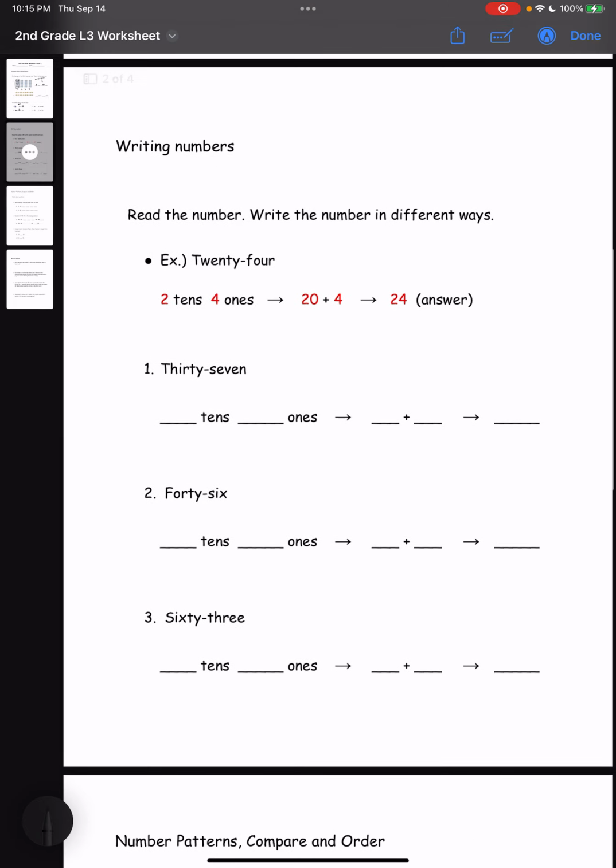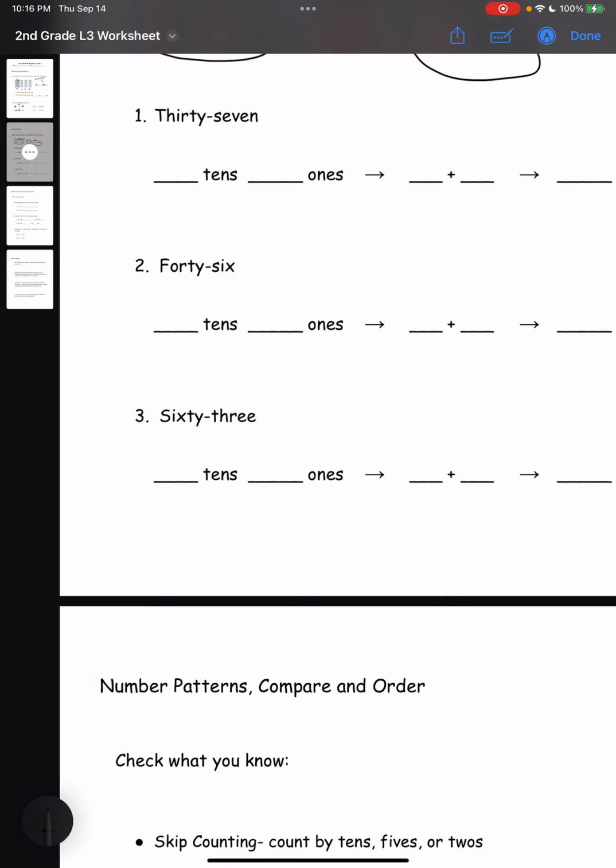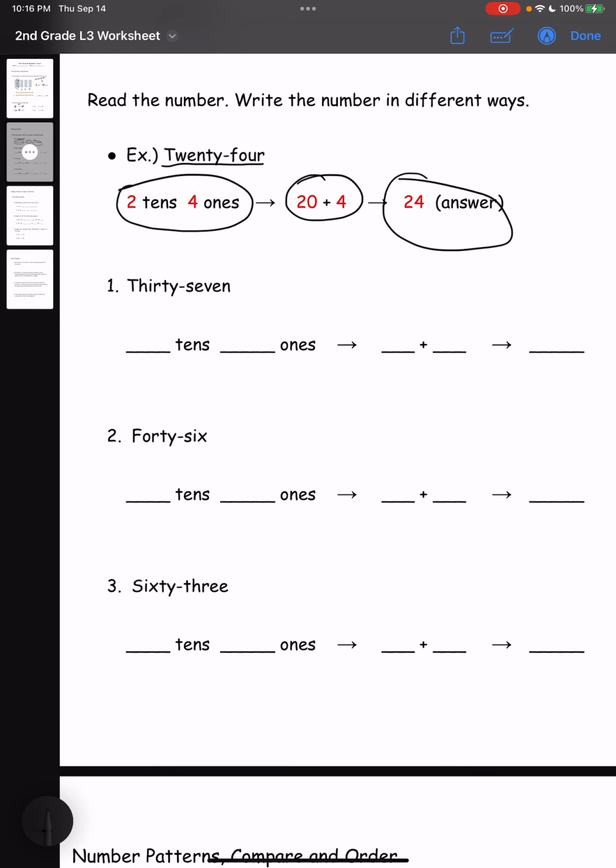Read the number. Write the number in different ways. So here example is, the number is 24, right? So this is one way to write it. 2 tens, because 20 is 10 plus 10, which is 2 tens, and 4, which is just 4 ones. Or you could write it as numbers, 20 plus 4, or you could just write the answer, 24. So we'll try number 1 and 2.